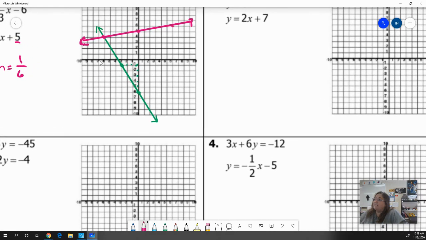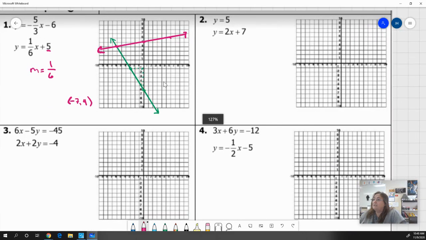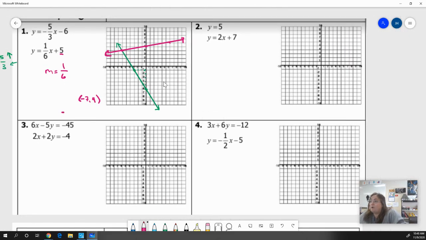This would be at -7, my x equals -7, and my y is 4. This would be the one solution that I have to this problem. One solution. What is our solution? Our solution is -7, 4. And that's how we solve these graphically.